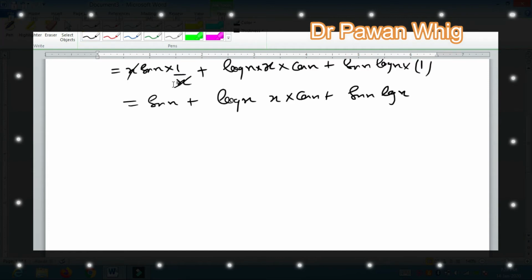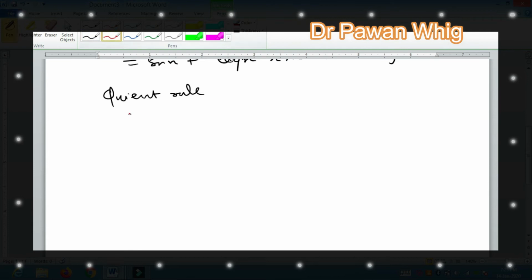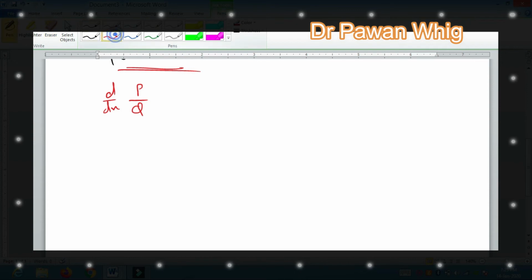Now we move towards another rule which is very important, the quotient rule, and one question is definitely asked on this rule. So let us start with the quotient rule. The quotient rule, which we also call the division rule, is d by dx of p by q.